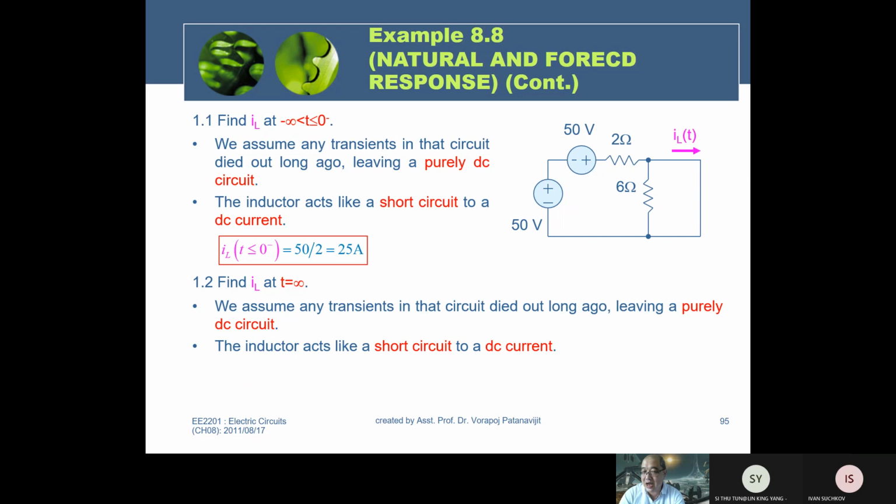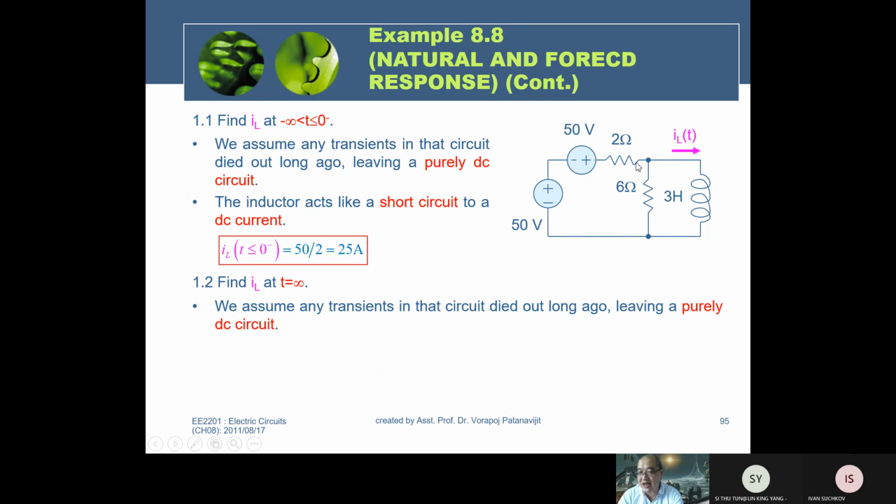Next, for time greater than 0, you can find the inductor and resistor voltage. In this case, how many resistors do you have? The circuit structure is here. When you would like to determine the equivalent resistance, is it 2 ohm or 6 ohm? You must kill the source first. We don't care whether it's activated or not. For time greater than 0, you must kill the voltage source. How to kill the voltage source? You kill it by short circuiting it.